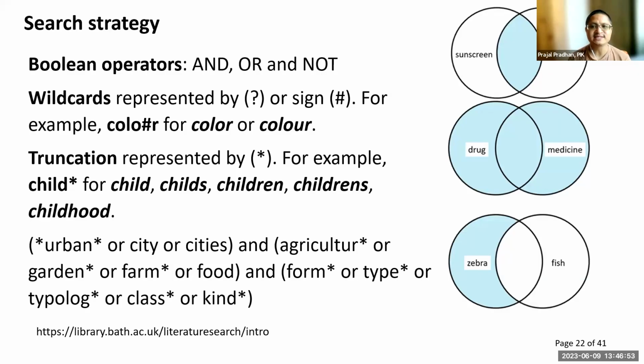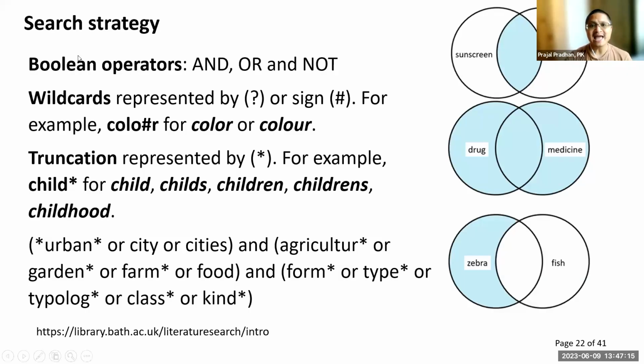bluish color. If you use "and" as an operator, you will get the literature that contains sun and screen. You will not get sunscreen and skin literature if there is no skin mentioned in it. And here it's mainly on title, abstract, and keywords.